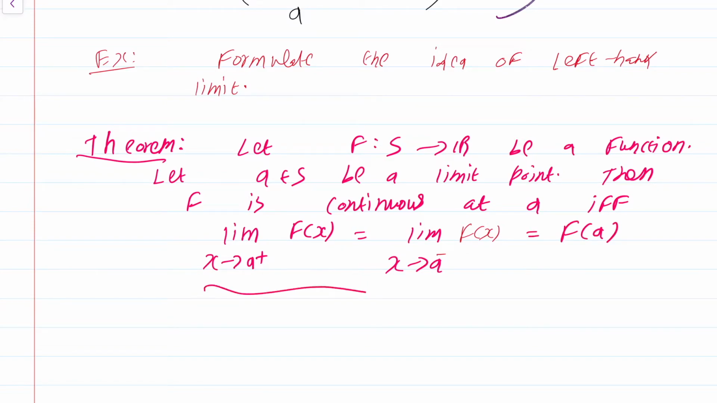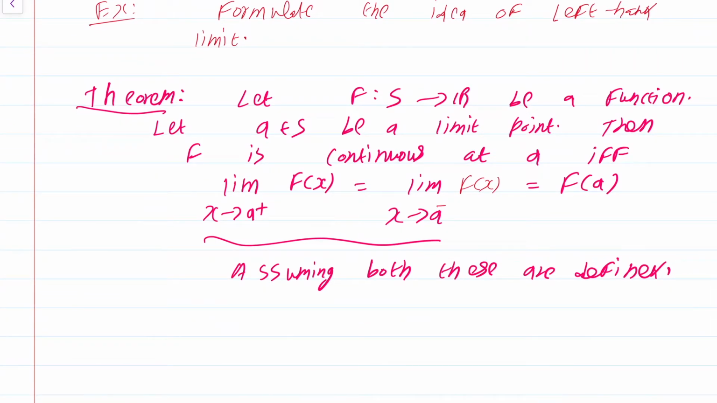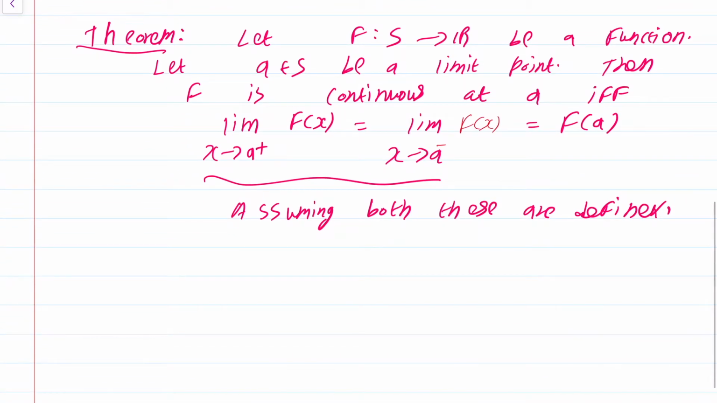Assuming both of these are defined. Now it can happen that A is not a limit point of S intersection (A, infinity), or it is not a limit point of S intersection (minus infinity, A). That can happen. So I'm assuming both of these are defined at the point A, then the function is continuous if and only if the left hand limit is equal to the right hand limit is equal to the functional value. Let's prove this.